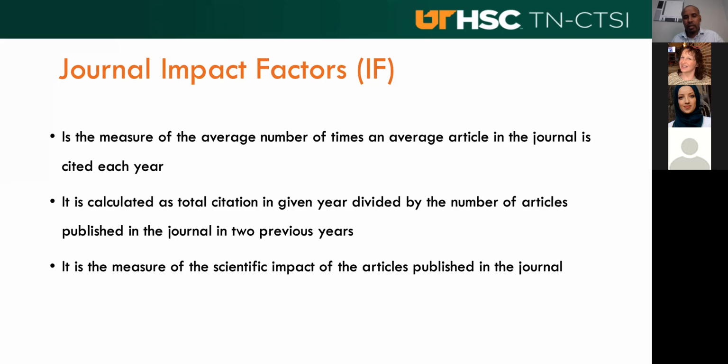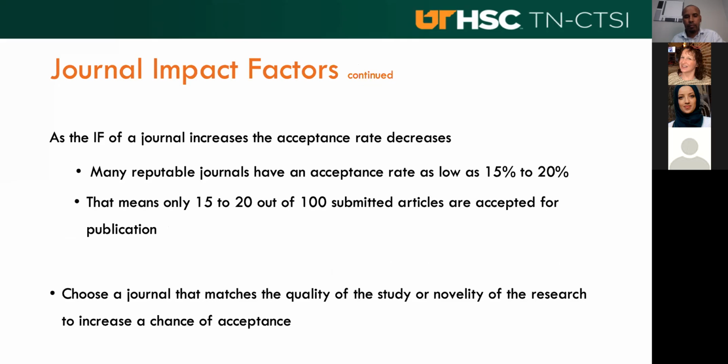So the impact factor is the measure of the scientific impact of articles published in the journal. As the impact factor of a journal increases, the acceptance rate decreases. Many reputable journals have acceptance rates as low as 15% to 20%. That means out of 100 articles submitted to the journal, only 15 or 20 are accepted. So based on the quality of your research, you have a ballpark estimate of whether your article is favorable to the given journal based on its impact factor.